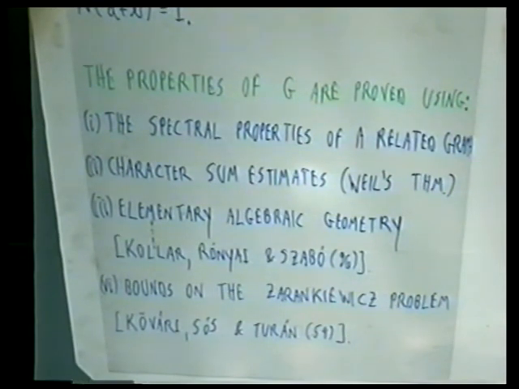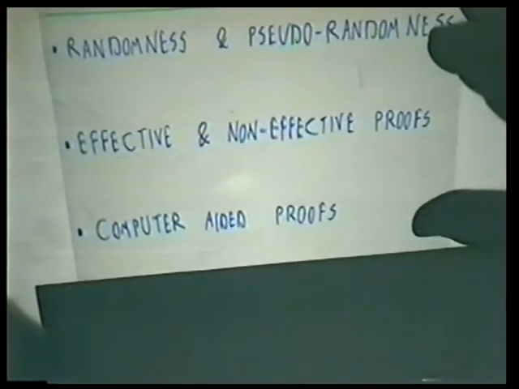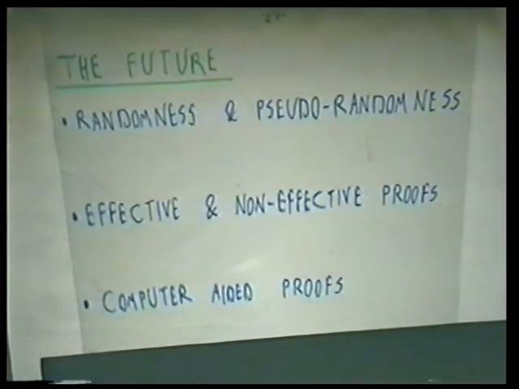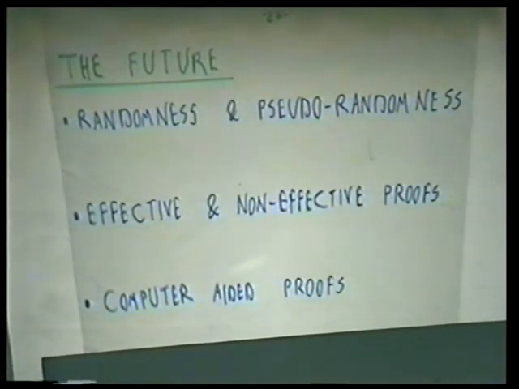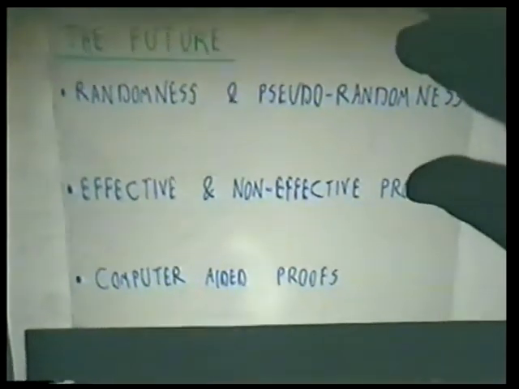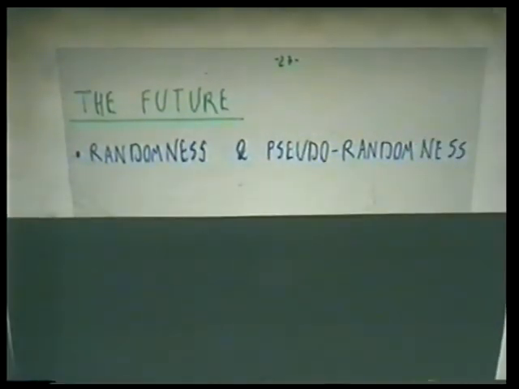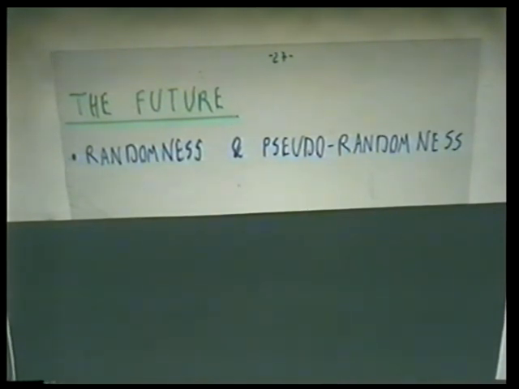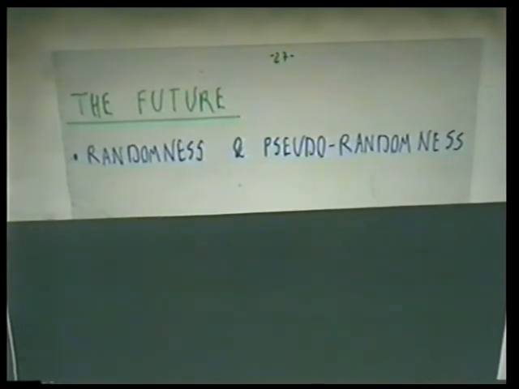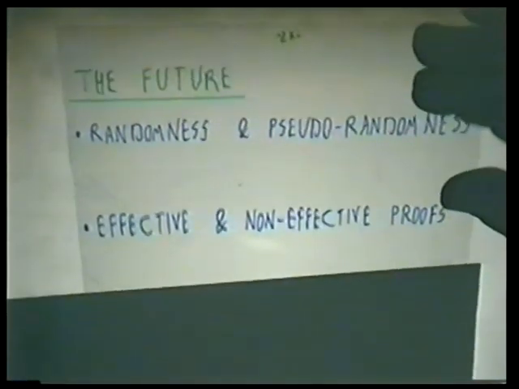Last minute, let me say something about the future. I didn't want to put up specific problems, although I mentioned a few during the talk. There is no doubt in my mind that randomness and the related study of pseudo-randomness and explicit constructions will keep playing a crucial role in the development of discrete mathematics. This has something to do with de-randomization. We heard something about that last week, so let me not talk much about this.